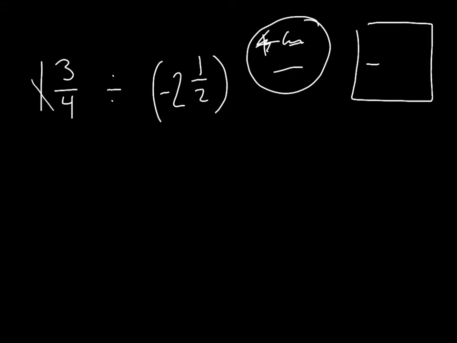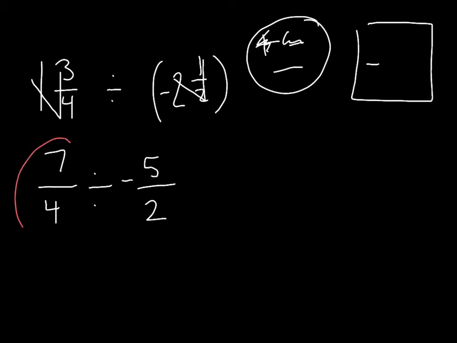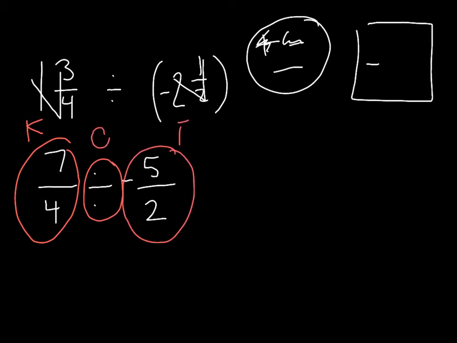So I have 1 times 4 plus 3 is 7/4 divided by 2 times 2 plus 1 is 5/2. Now I'm able to do keep, change, flip. So I have 7/4 times 2/5.